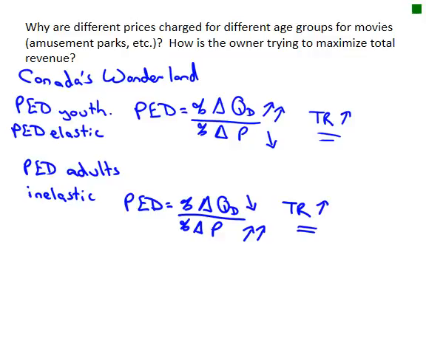So who do they charge more to? They charge more for adults. So we'll have the price going up in this case, and we know quantity demanded will go down. But because it's inelastic, the response of the numerator is less than the denominator, so I'm going to put the second arrow on the price. So they can raise price by a fair bit or a chunk and not lose that many customers. So again, total revenue goes up.